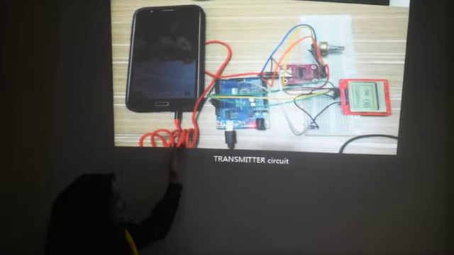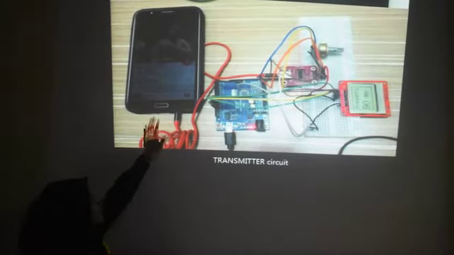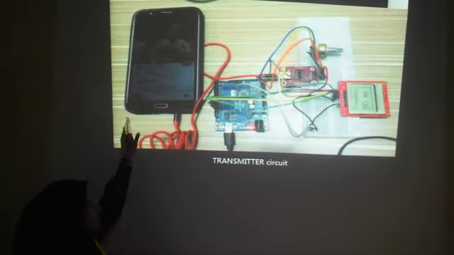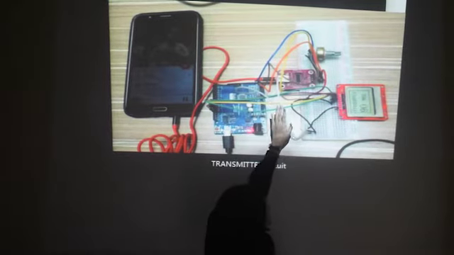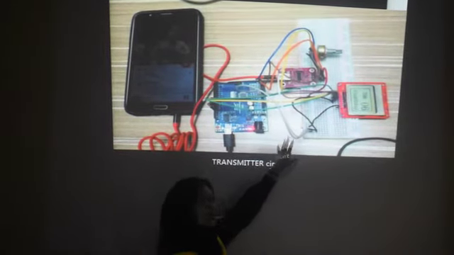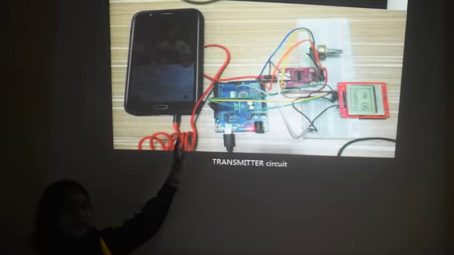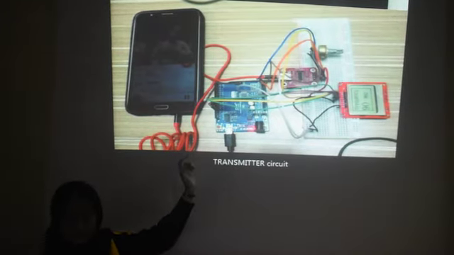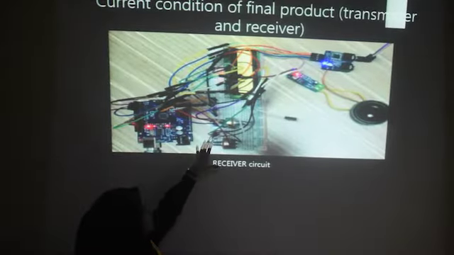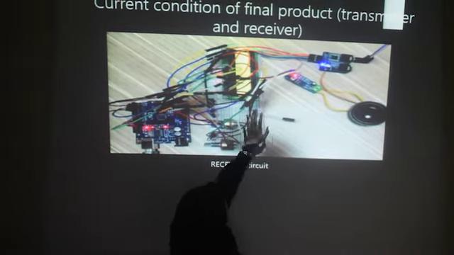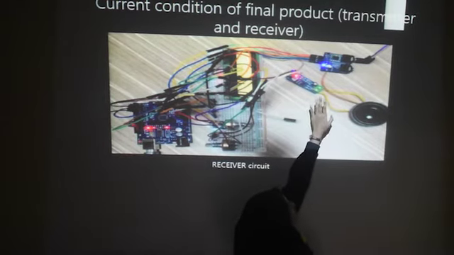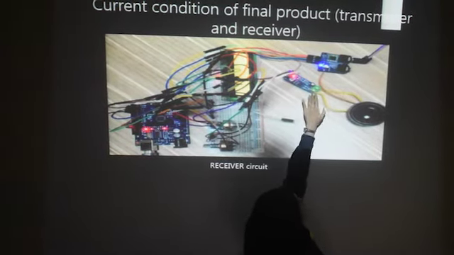This is the transmitter circuit that we constructed. This is the handphone that we use to set the signal. This is the Arduino Uno. This is the KT. This is the Nokia LCD that we use to tune the frequency to the receiver circuit. This is the receiver circuit that we constructed. This is the Arduino, this is the crystal LCD, this is the TEA, this is the LM386, and this is the speaker.